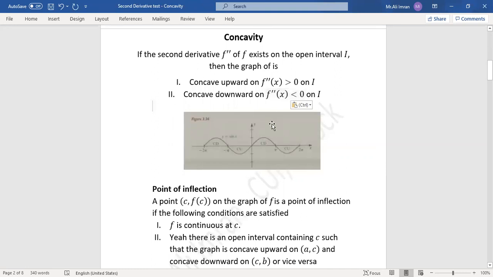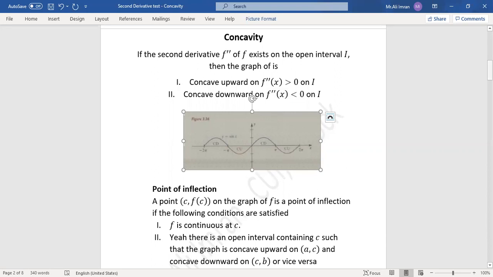This can be demonstrated in terms of a graph. If the graph of this function is like that, this region would be called concave downward. If the graph is like this, then the graph is concave upward.